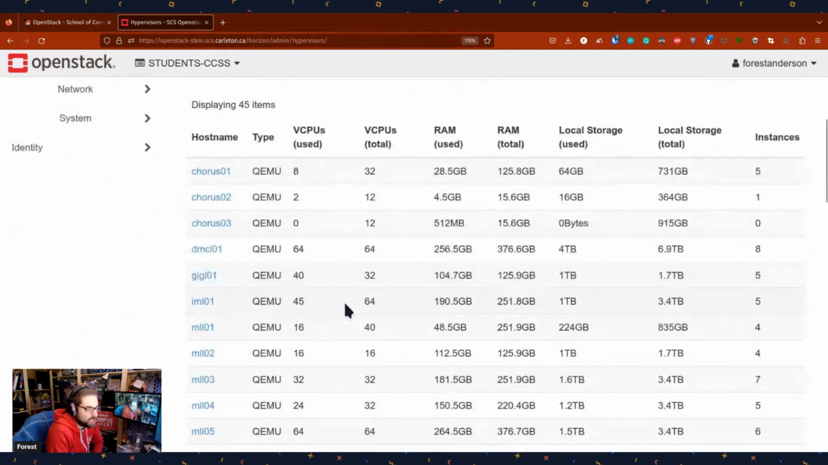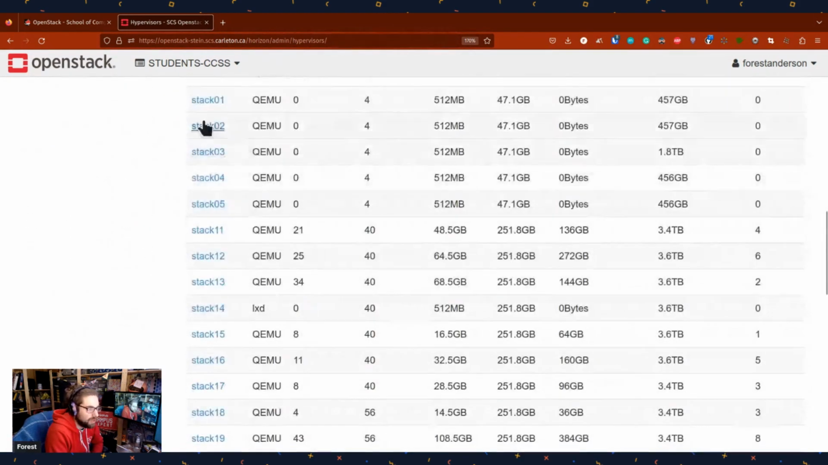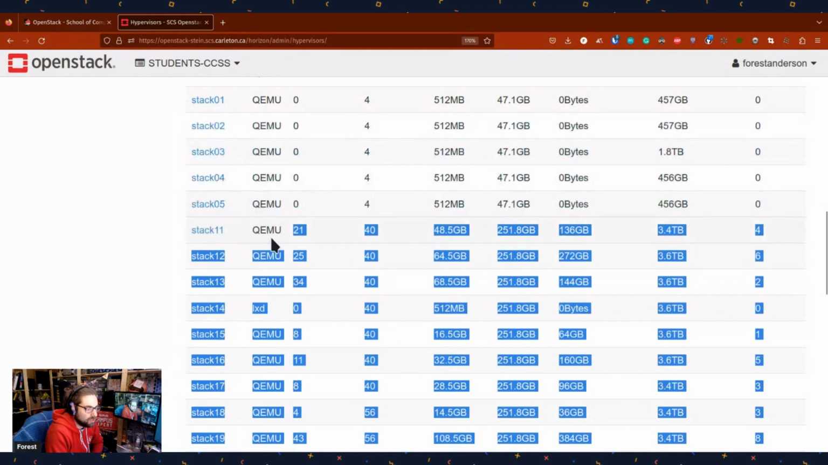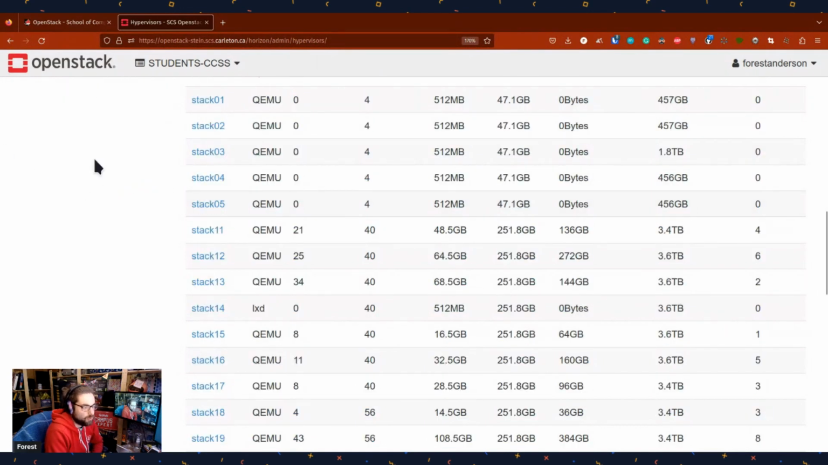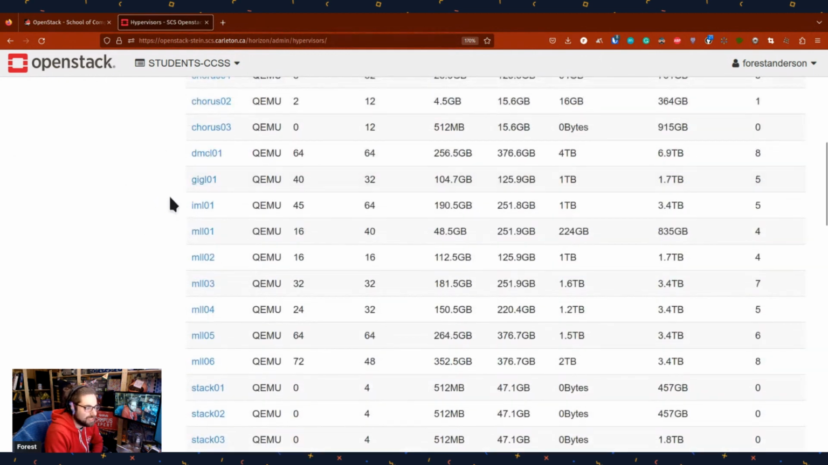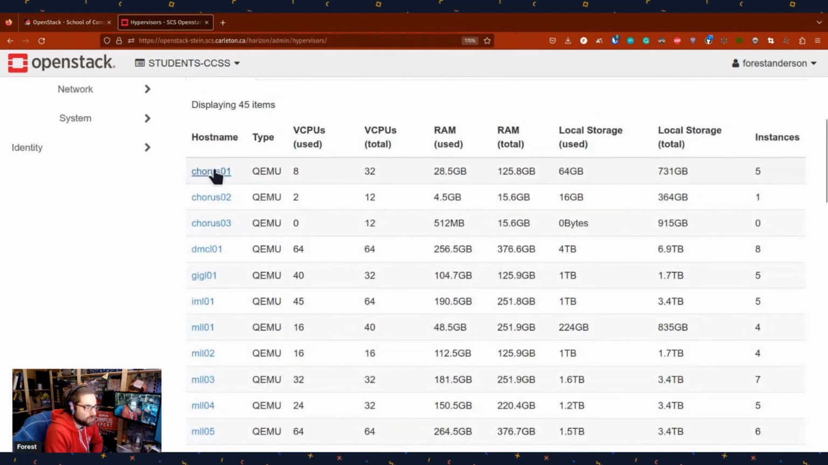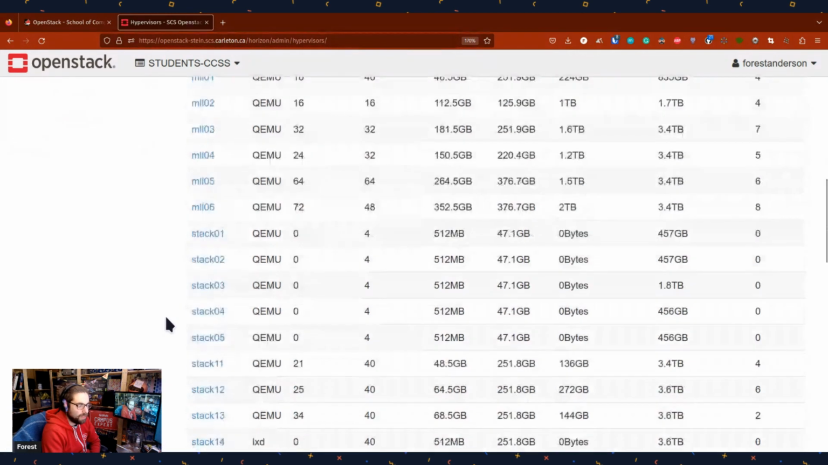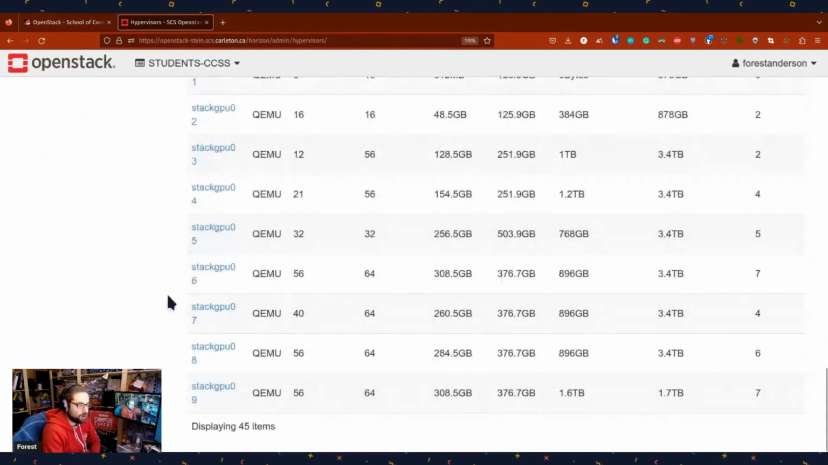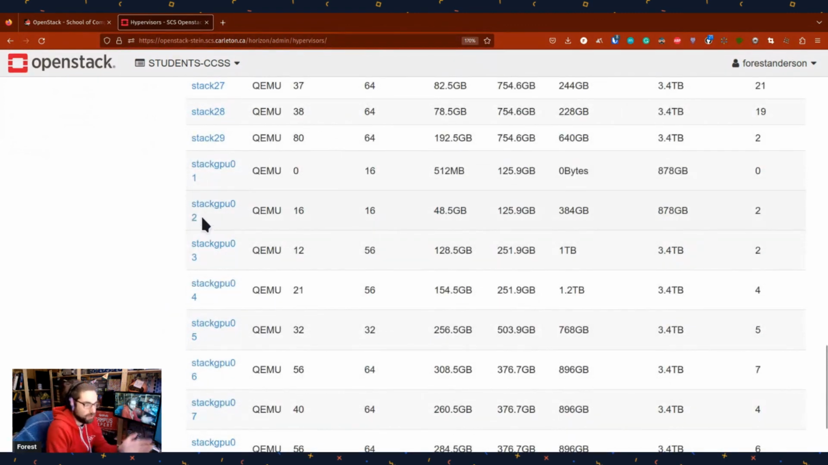But let's take a look at some of these actual machines. I want to look down at these stack ones here. These are all the default ones that are being used for students, projects and stuff like that. And then as we go up, we can see different labs at Carleton. Chorus has a few different servers here in this room. The graphics lab has one here. If we go down, we probably find some for, okay, oh yeah, we got a whole bunch of GPU servers as well.